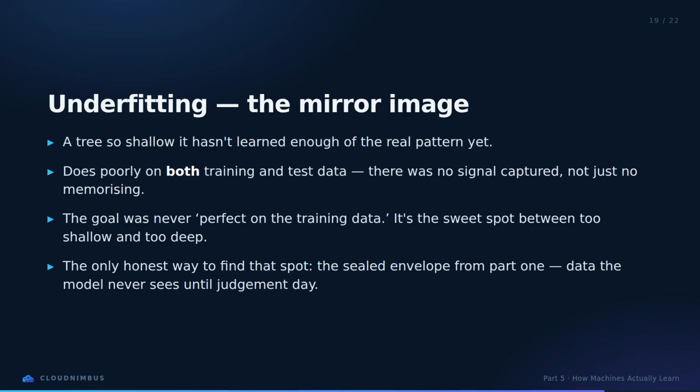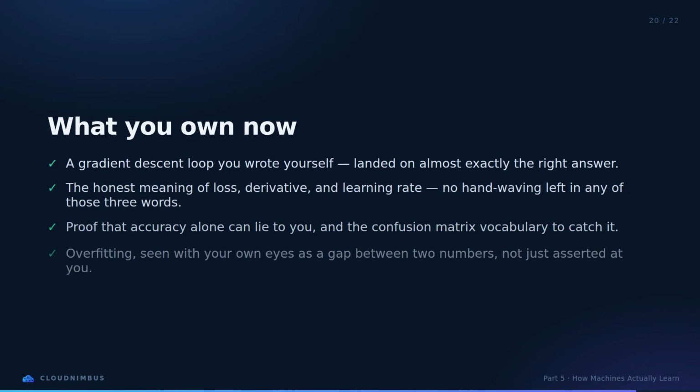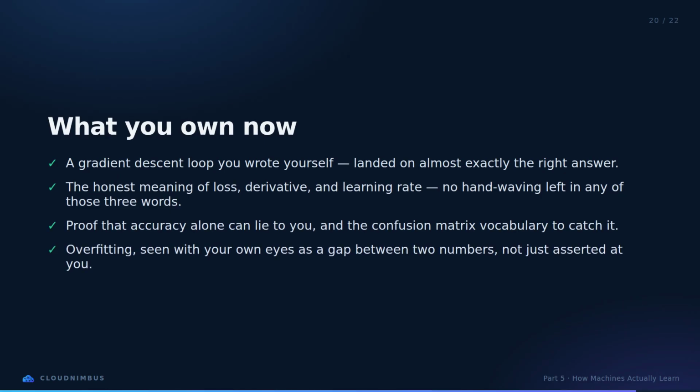And underfitting is the mirror image of all this. A tree so shallow it hasn't learned enough of the real pattern yet, doing poorly on both the training data and the test data alike, because it genuinely hasn't found the signal. The goal was never perfect on the training data. The goal is the sweet spot in between too shallow and too deep, and the only honest way to find that sweet spot is the sealed envelope from part 1, the customers the model never sees until Judgment Day. Everything we did today, we could only trust because we never let training data mark its own homework.